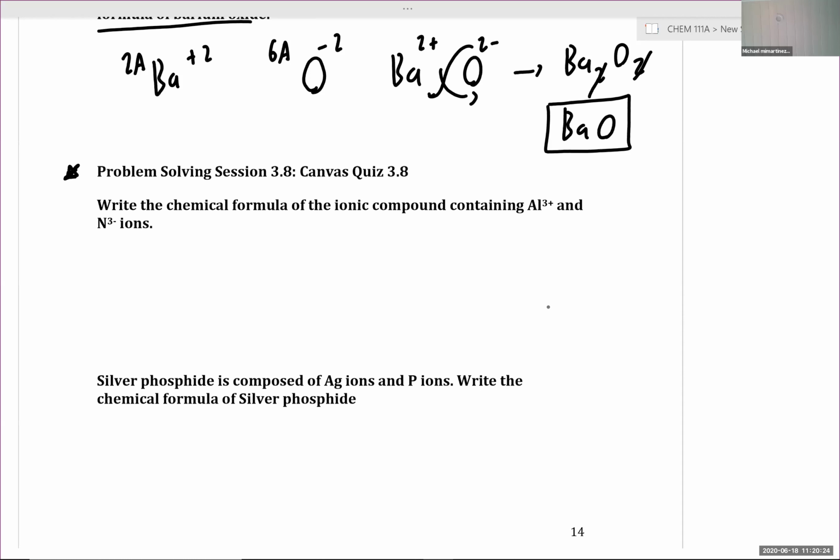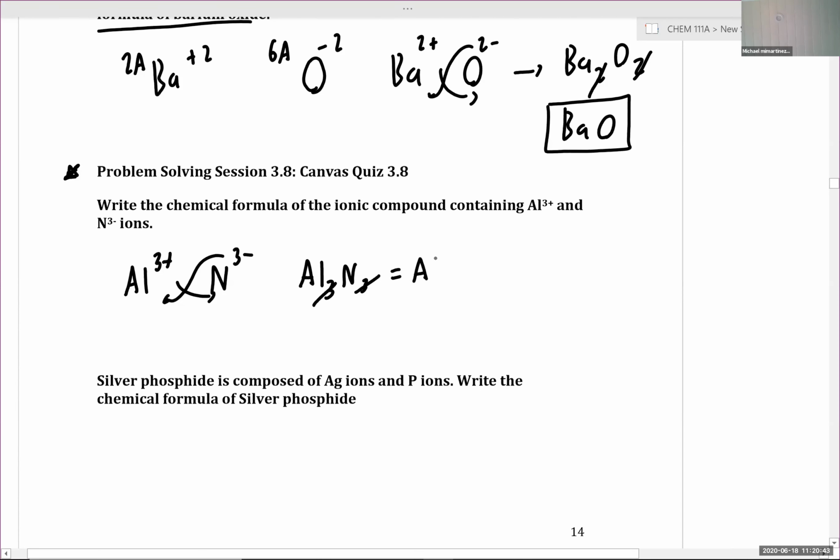Okay, I'm seeing a large number of reasonable responses. So let's now discuss this question. First and foremost, aluminum 3+ is given, nitrogen 3- is given. We cross our charges, we get Al3N3, which we can simplify to a 1-to-1 ratio of aluminum nitride.